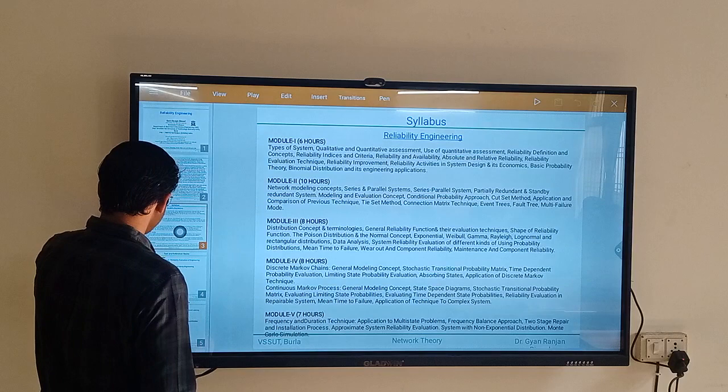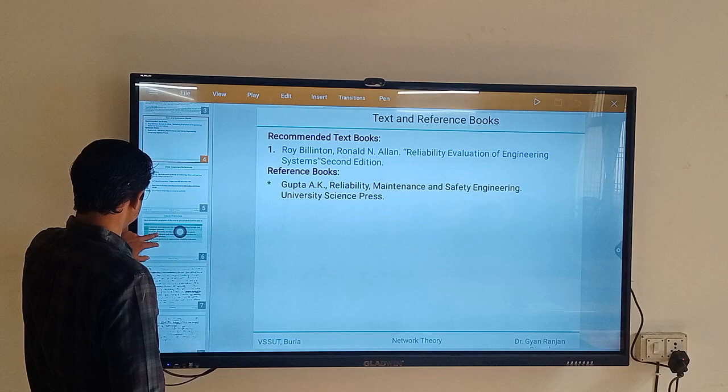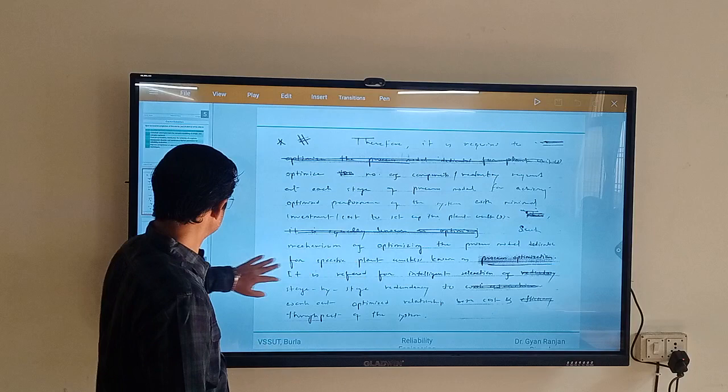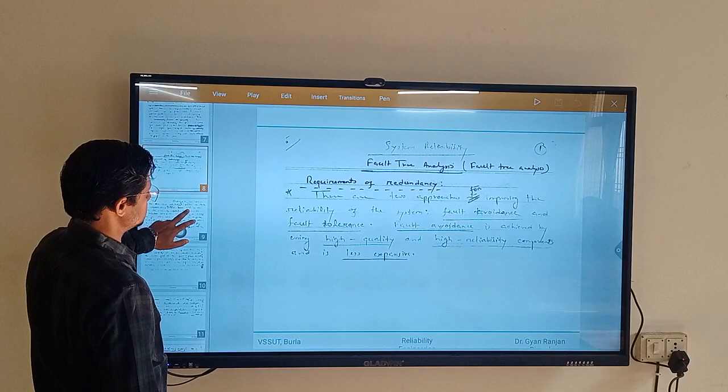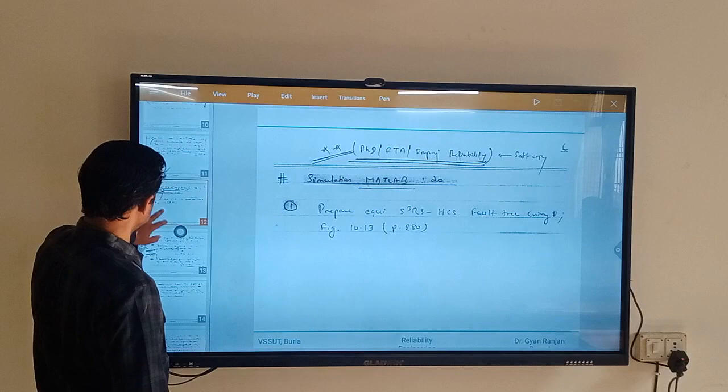So the same book is actually important. Very good. Process optimization, all these things are already covered here. Fault tolerance is also covered. Isn't it? All these things are already covered.